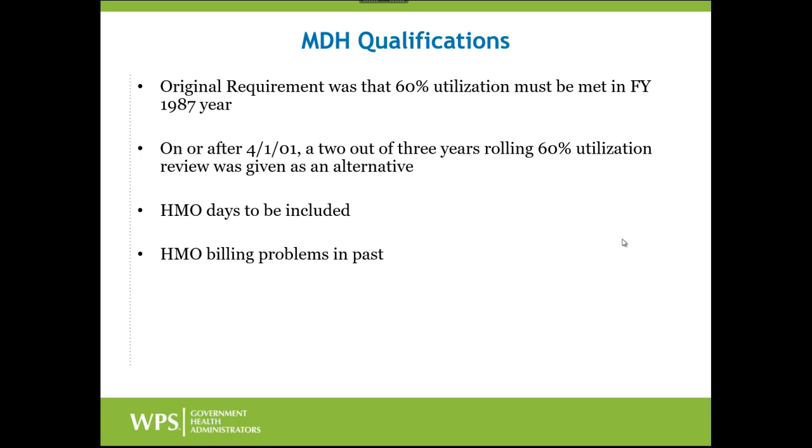Again, HMO days are included. There were issues with billing HMO in the past. Those have been rectified and resolved in recent years, but there were issues in the somewhat distant past.